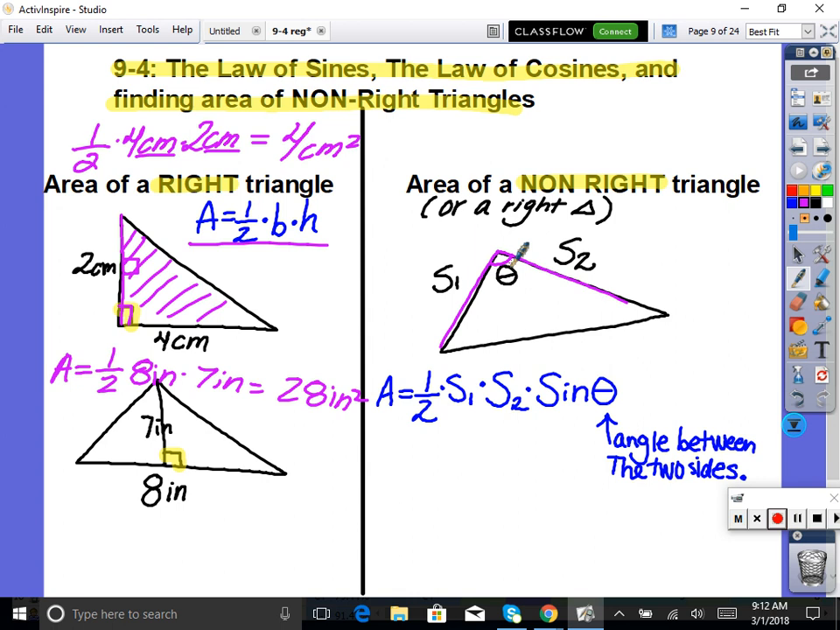If not, you either have to find the other side or find the angle, if you can, and then you can find the area. So 1/2 times side 1 times side 2 times the sine of the angle in between the given sides. Now guess what? This formula also works for right triangles. So this one always works. So we could have found the area of this by doing 1/2 times side 1, which is 2, times side 2, which is 4, times the sine of the angle in between, sine of 90. You see how that's another way to do it. I really only use that formula more than I even use the other one.